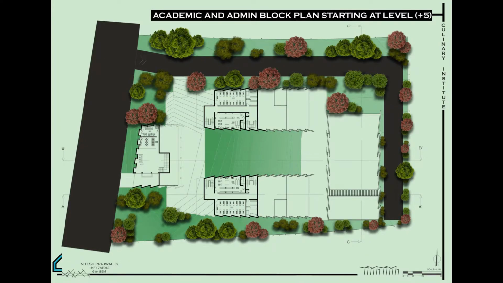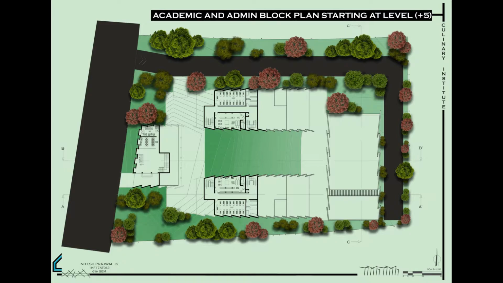Academic and admin block plan starting at level +5. Here, the main part of the institution is the culinary kitchen, where students learn about food and the preparation or cooking of food. Each block contains one culinary kitchen and one bakery kitchen. On the same floor, there are storage rooms, cold and dry. The culinary kitchen has a capacity of 40 students at a time, and the bakery kitchen has a capacity of 30 to 35 students.